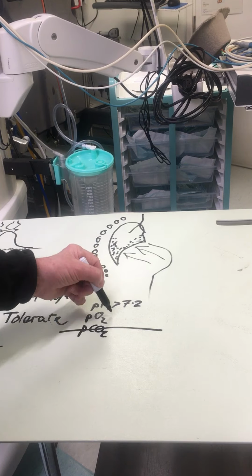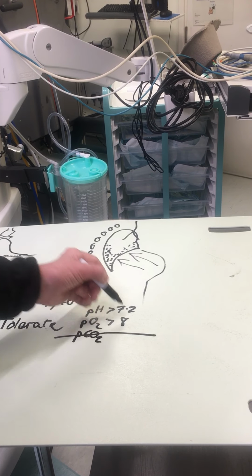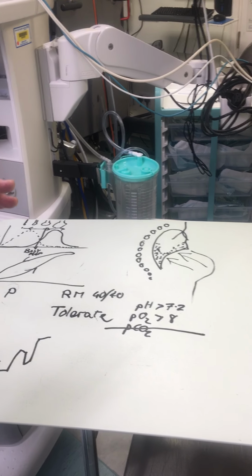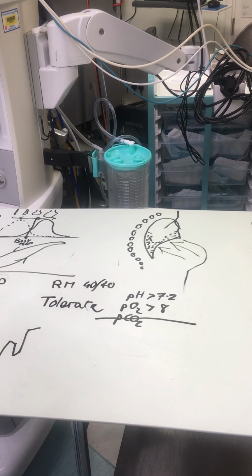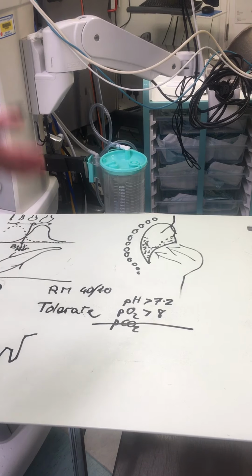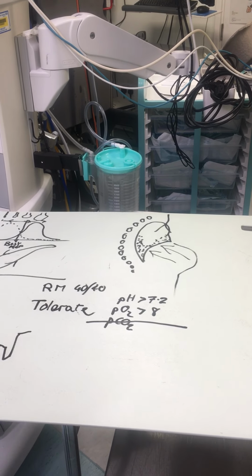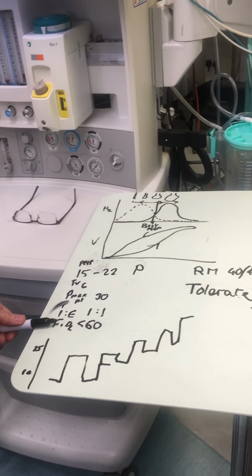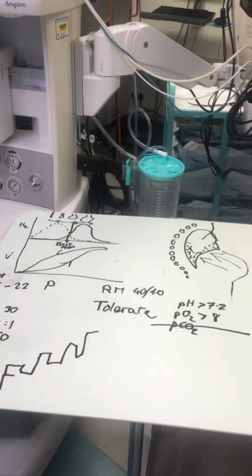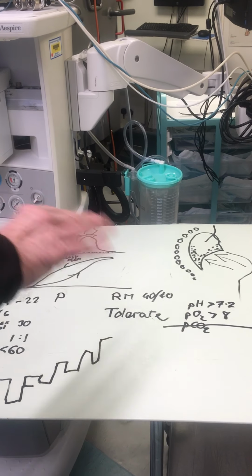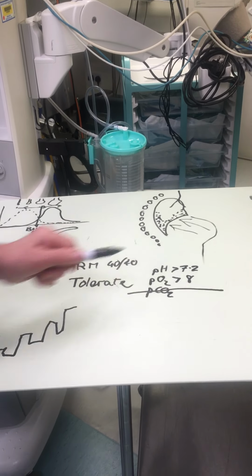PO2 normal, we normally say greater than 8. If the way this is going, we're going to be tolerating less, but definitely 8. If you're setting it up and you get 8, you're laughing. And if your FiO2 is greater than 60, you're going to be turning that down until you get to 60. And if it means that the PO2 goes to 8, so be it. So that's all we're looking for.